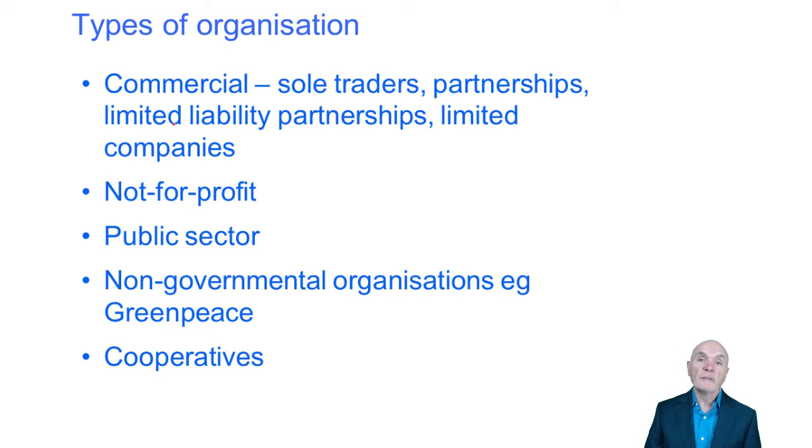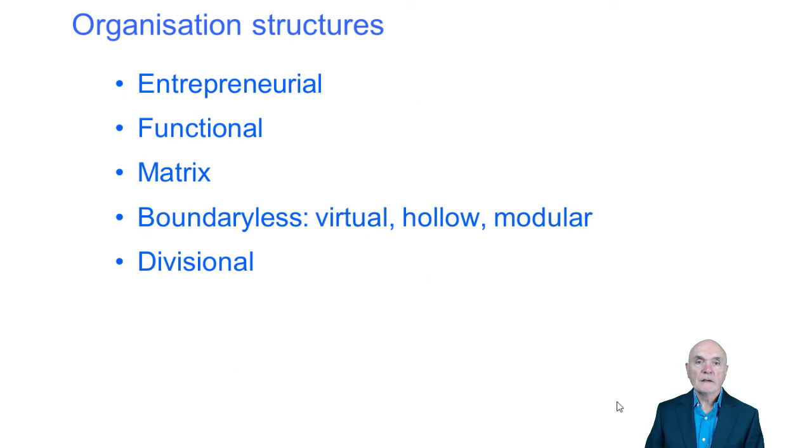You can have non-governmental organizations like Greenpeace. So they're not run by government, they may be sponsored by government, they may get money from government, but technically they are independent. And then there's cooperatives. This is a bunch of people working together, cooperating in some enterprise, generally sharing the profits at the end of the period.